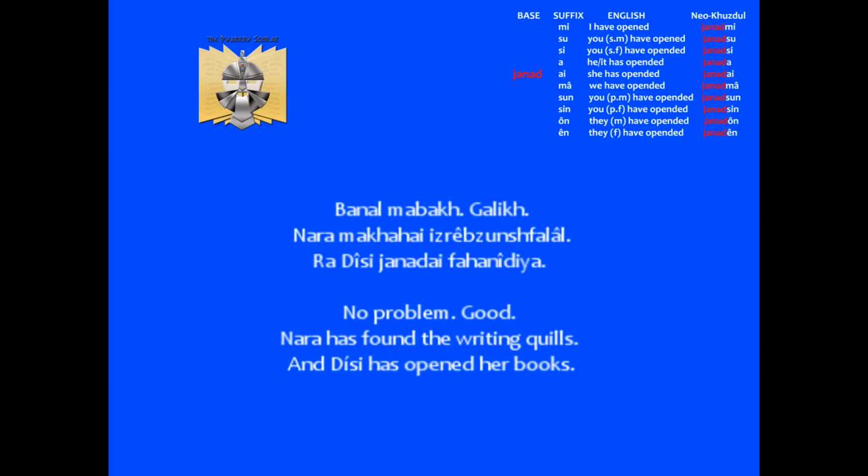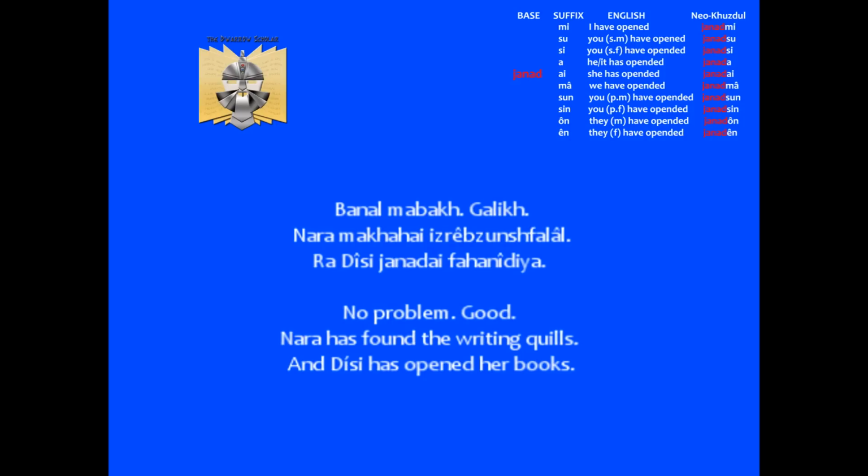Bana mabak. Now, mabak means zero or nothing, and it is frequently used to negate nouns. Banal means problem. So, banal mabak is problem nothing or no problem. Remember, we switch adjectives and nouns in Khuzdul.